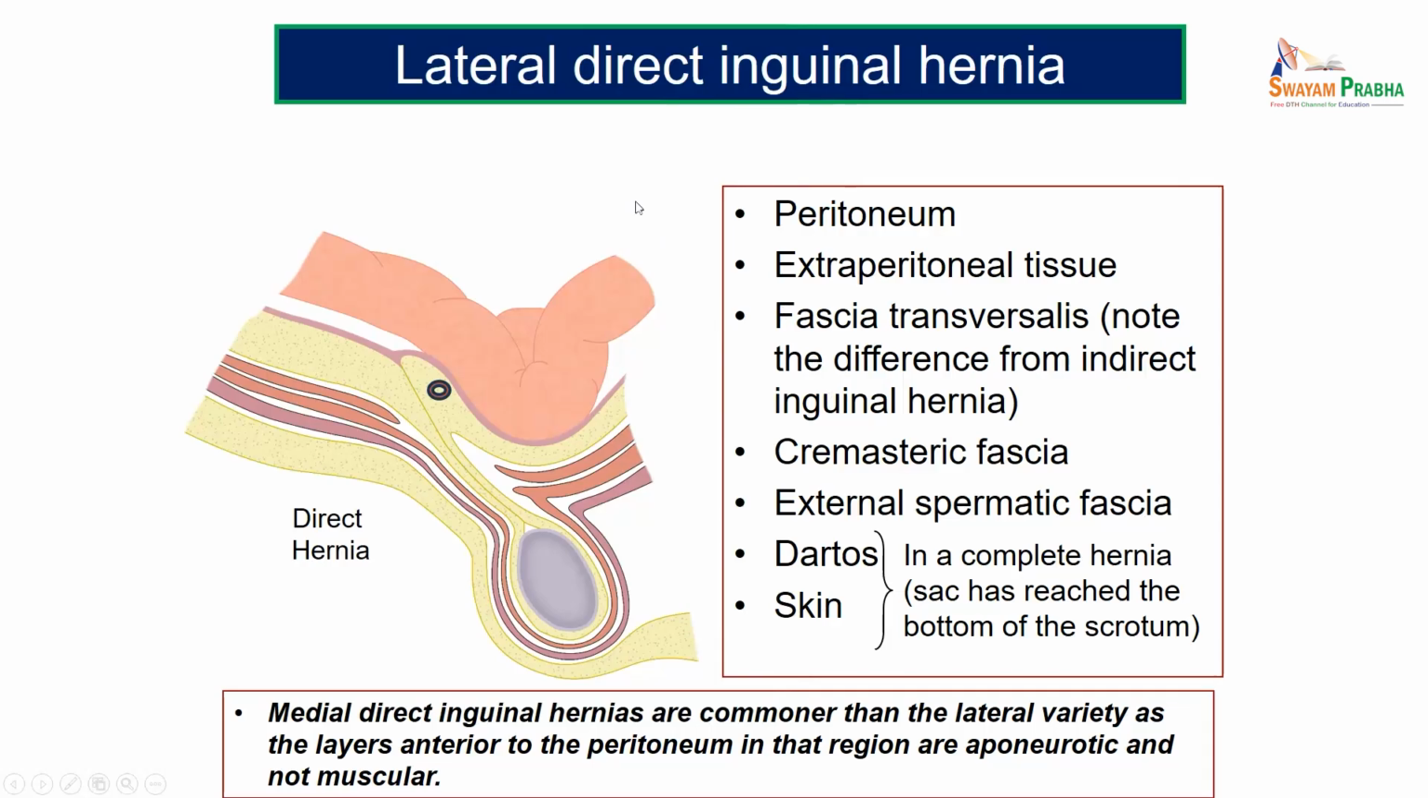Then you have lateral direct inguinal hernia. Again, the coverings will be peritoneum, extraperitoneal connective tissue. You have the fascia transversalis, note the difference from the indirect inguinal hernia. Then you have the cremasteric fascia, which is going to be derived from the internal oblique and transversus abdominis, and the external spermatic fascia, which is going to be derived from the external oblique aponeurosis. Then when it descends into the scrotum, you have dartos and the skin. So, these are the lateral direct inguinal hernia coverings.